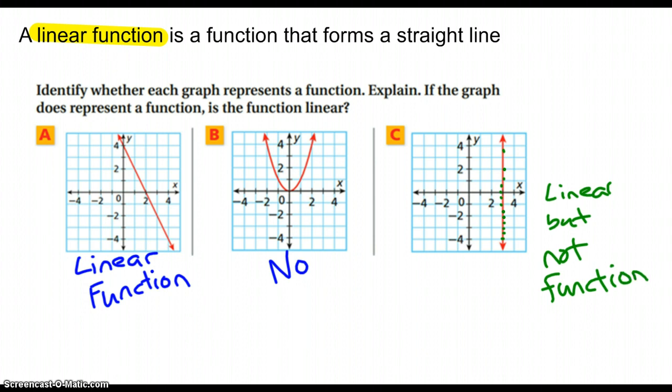Okay? So that's how we can look at a graph and determine that. All right, so straight lines, for the most part, will be linear functions, except for vertical lines. That's about it. If there's any curves or bends to your line, that's not going to be linear, but it could still be a function.